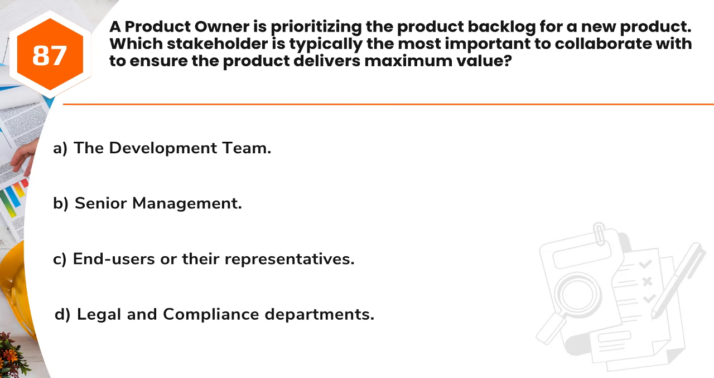Question 87. A product owner is prioritizing the product backlog for a new product. Which stakeholder is typically the most important to collaborate with to ensure the product delivers maximum value? A. The development team. B. Senior management. C. End users or their representatives. D. Legal and compliance departments.